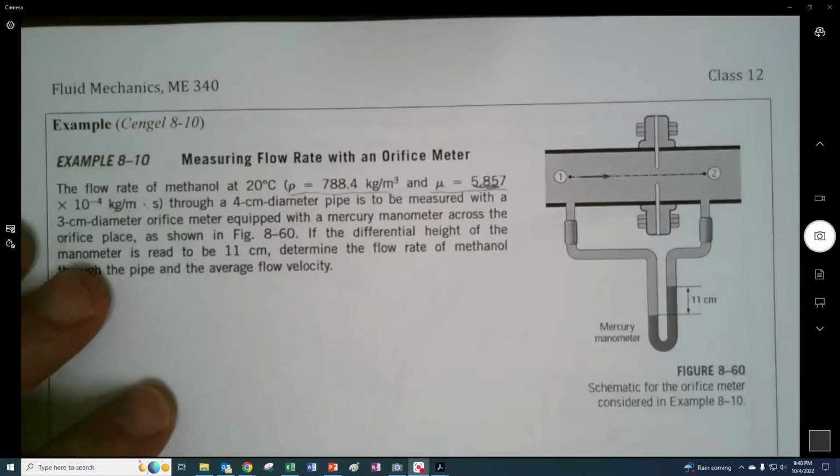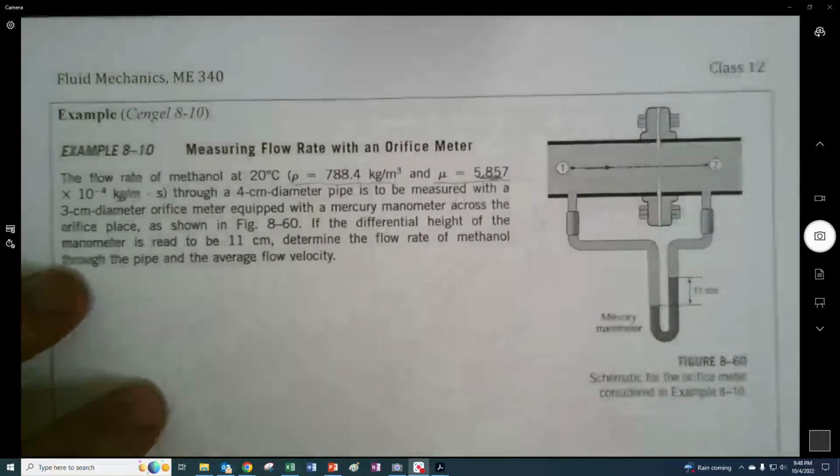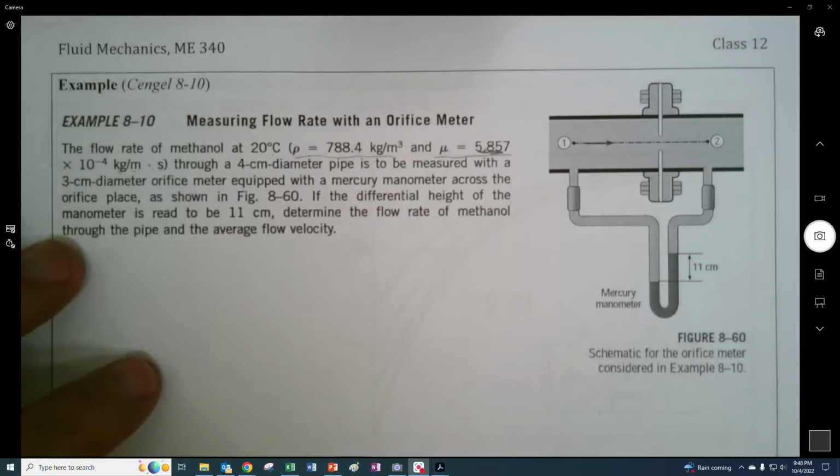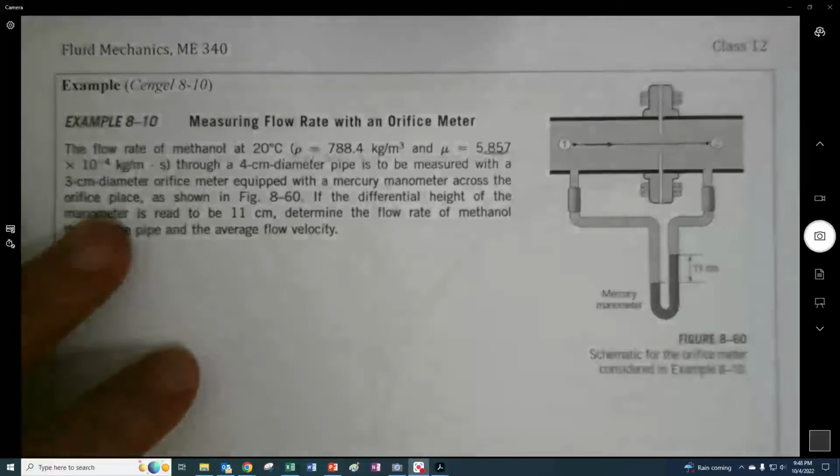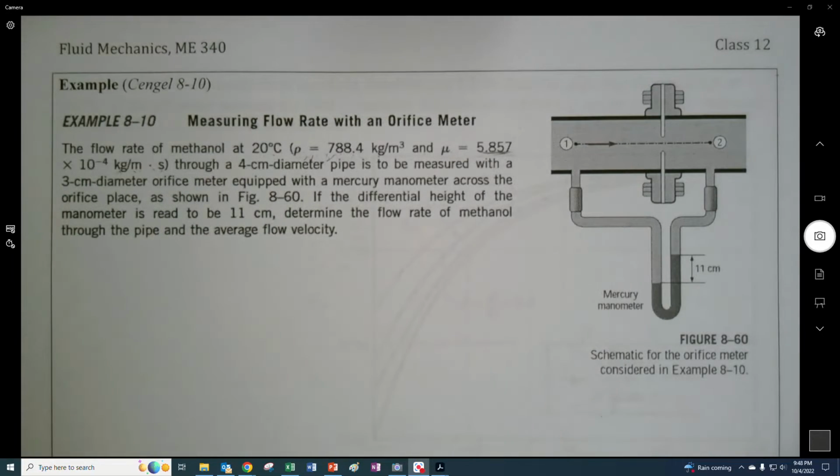Okay, so continuing on with class 12. This is video 2. Video 1 was excessively long, and I hope maybe somebody watched it all the way to the end. Maybe somebody did. Who knows?